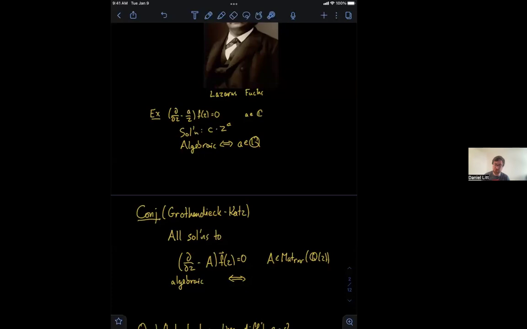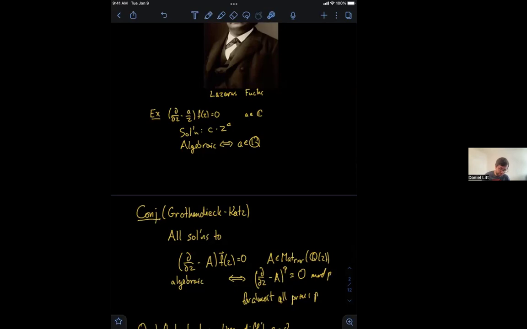And the conjecture is that all solutions to this differential equation are algebraic if and only if the following arithmetic condition is satisfied. You take d/dz minus A, you raise it to the pth power, and you reduce it mod p. And you ask that this differential operator be 0 identically mod p for almost all primes p. This makes sense because I started with a matrix of rational functions with rational coefficients. Only finitely many denominators show up in the coefficients, so for almost all p, you can reduce it mod p.